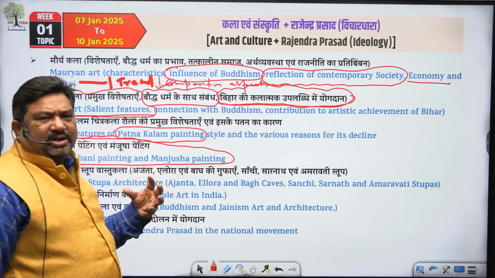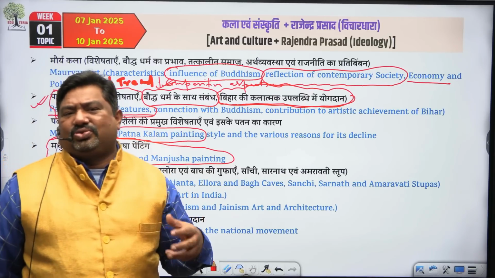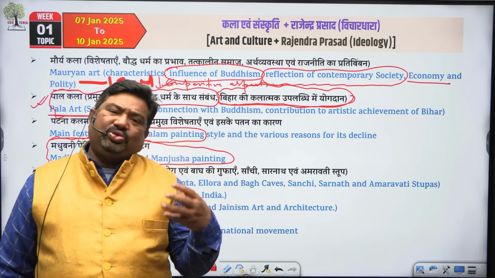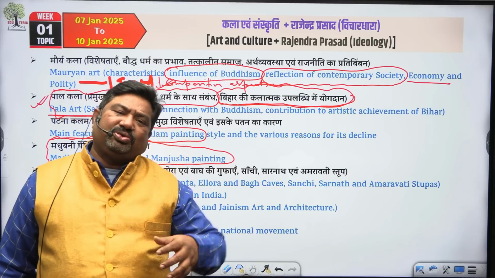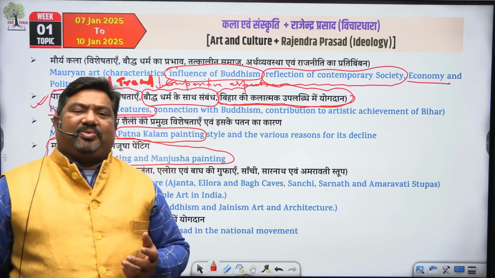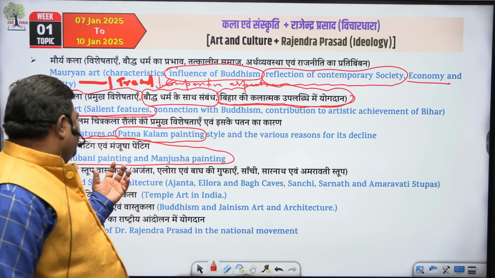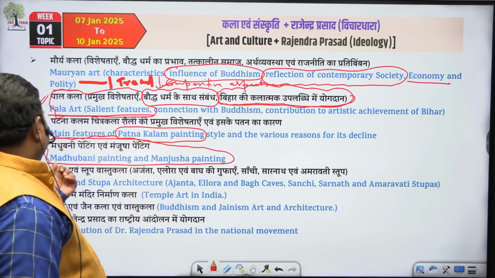How it is related to the society, how it is related to the social discourse, how through the painting you learn about the social pictures of the time. And that is why it is so significant to learn about Madhubani painting.